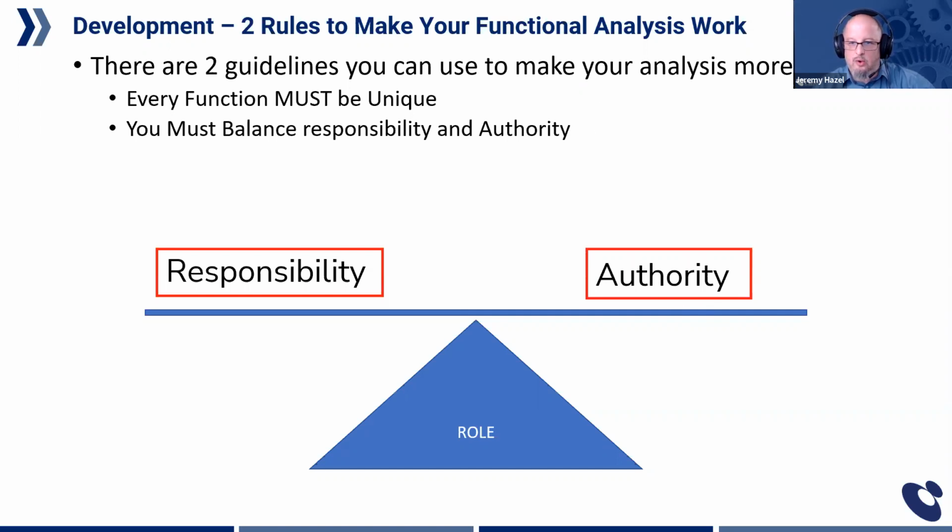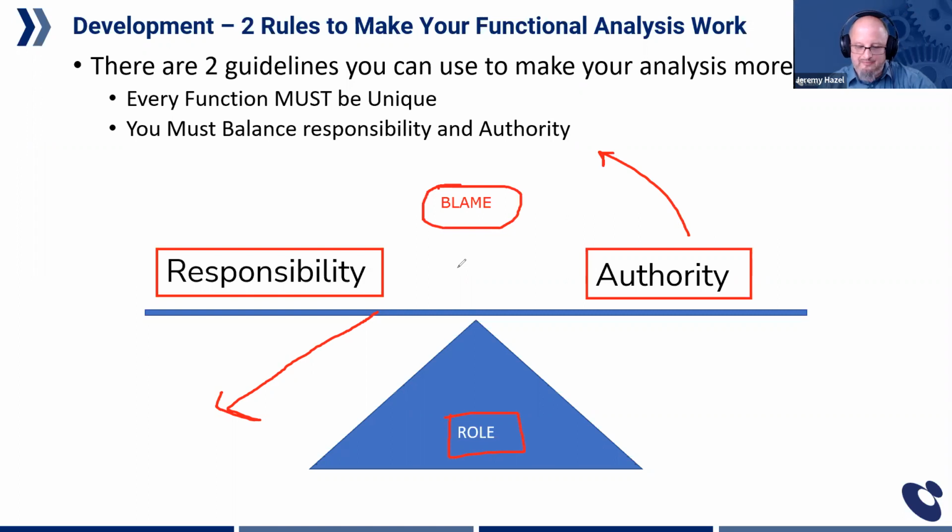Responsibility without authority has a term. We're going to use that term here. If you give somebody responsibility without authority, that is called blame. It's very simple. So notice that this all rests on the fulcrum of the role. If you have more responsibility than you do authority, you will only end up playing the blame game. And if you give them more authority than they have responsibility, you'll be inefficient.